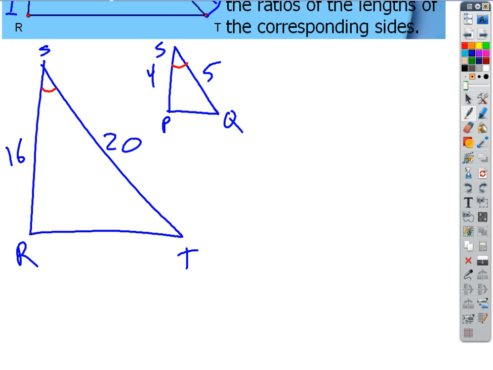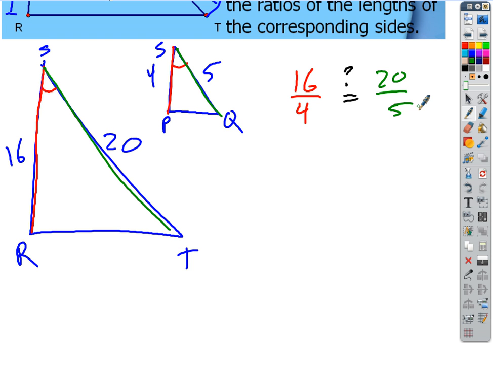Now, we know those angles are congruent. We'll check the side lengths. These two sides go together, so let's make those the red sides, how about? So the ratio of big to small red sides would be 16/4. Now the question is, does that equal the ratio of, let's make them the green sides, big to small, 20/5. Are those equal? Yes, they are. In fact, what do they both reduce to? 4. Okay, they both equal 4.